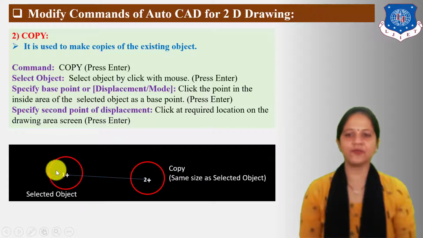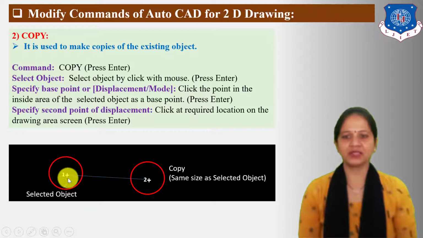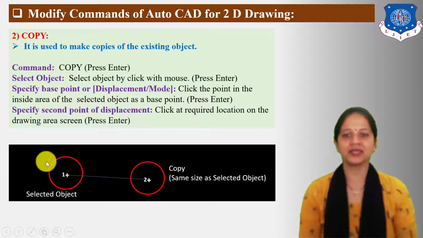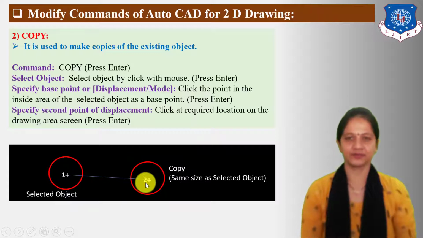Here you can see, if you want to create a copy of this circle which is drawn by using the basic draw command, first select its base point by clicking with the mouse inside the area of this circle. Then next, for the second point, click on the drawing area for its displacement, and you can see the copy of this existing circle is created here.